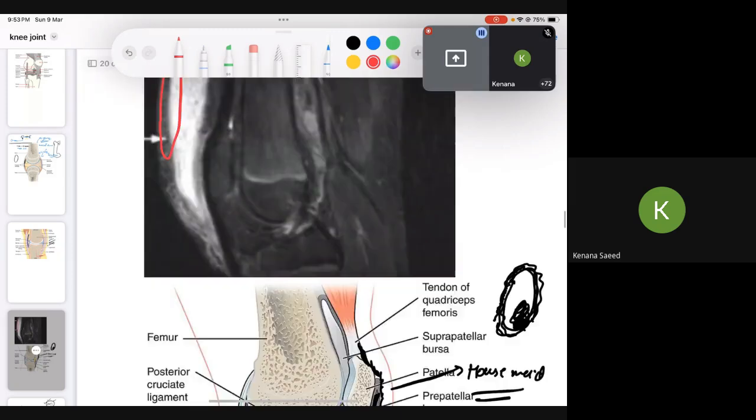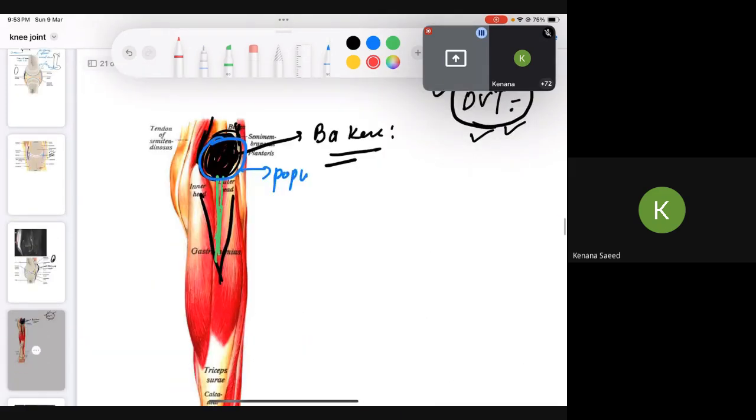Then we discuss another condition, Baker's cyst. Okay, first of all, you guys already did the lower limb, you are aware of the nerve. So which nerve is going to be affected with a Baker's cyst? Tibial. Perfect. That's tibial, and it's a branch of the sciatic nerve, right? Perfect. You already know that. Okay, so can anyone just tell me something about Baker's cyst? What is Baker's cyst?